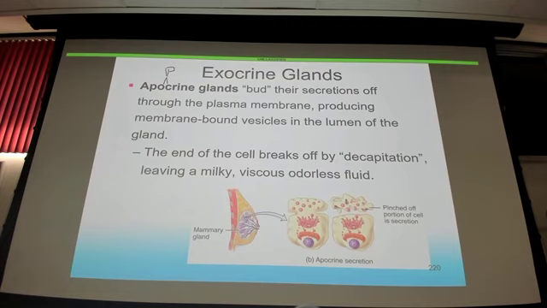Look, I call them apocrine glands. Why? Because the end of the cell breaks off during this secretion. The cell still remains alive, but they produce these membrane-bound vesicles by decapitating itself. They pinch off a portion of the head. They pop the head off. I call them apocrine glands. That's how they release their secretions.